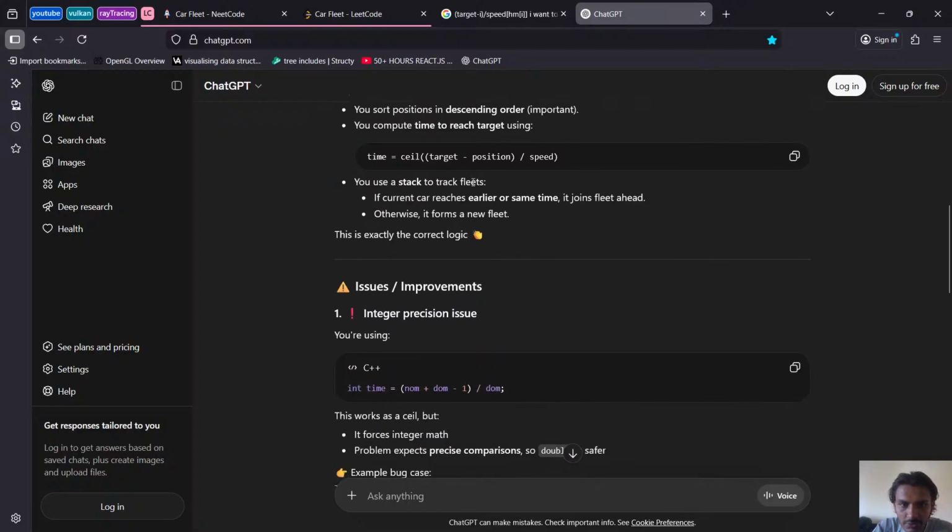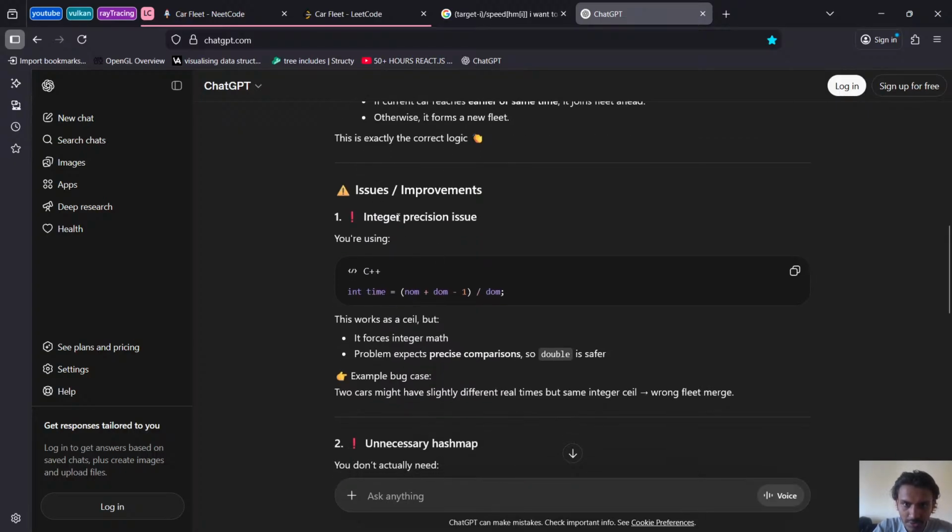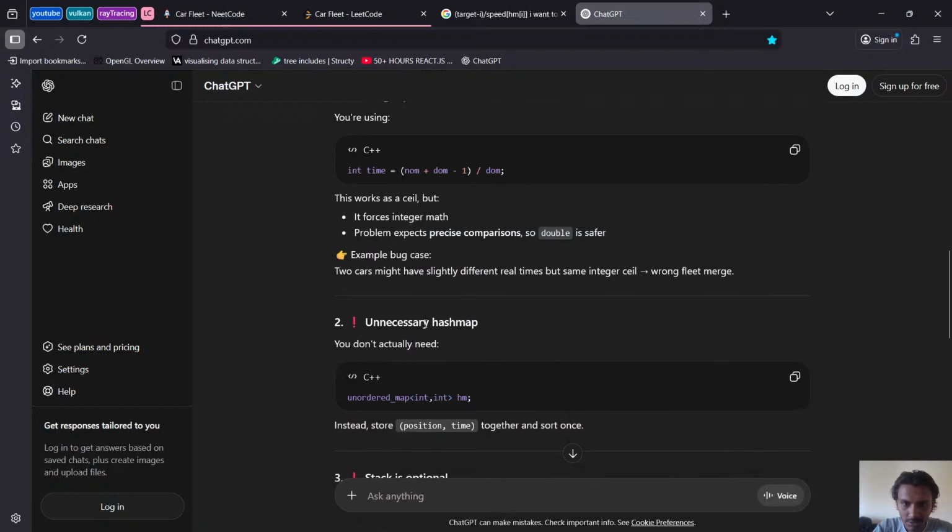You can use a stack to track the fleet. If the current car reaches the earlier or same speed, it joins the fleet ahead. Otherwise, it forms a new fleet. This is the correct logic. So this is an issue.